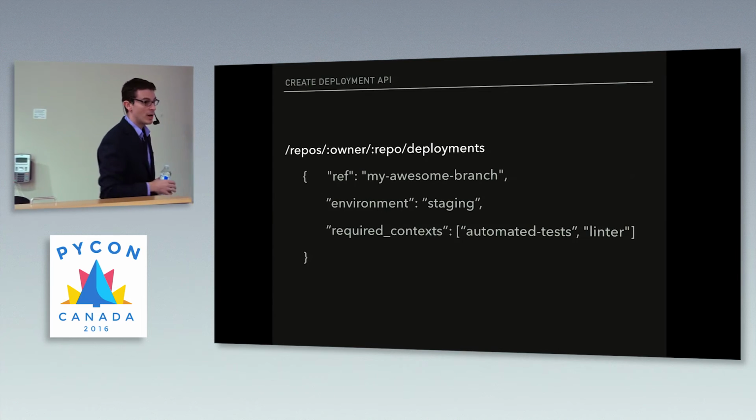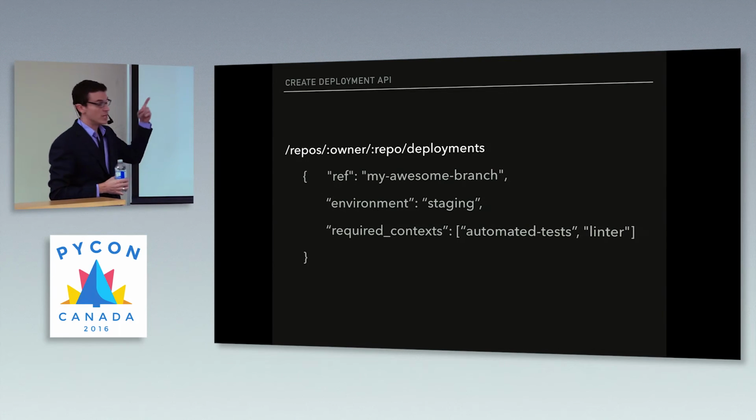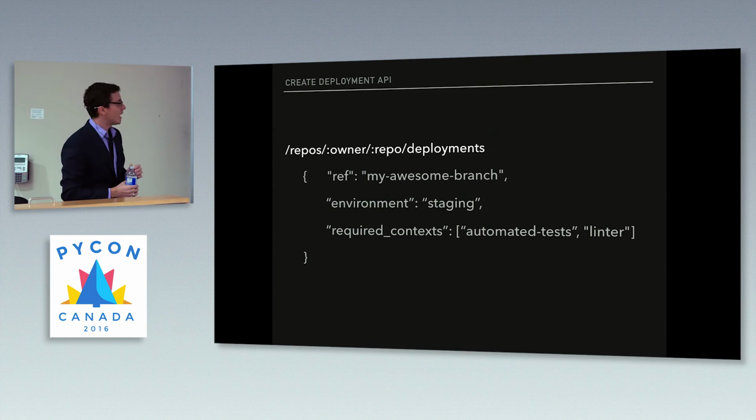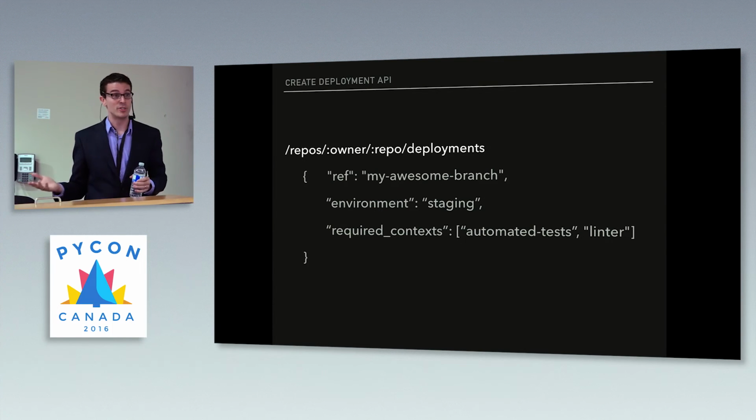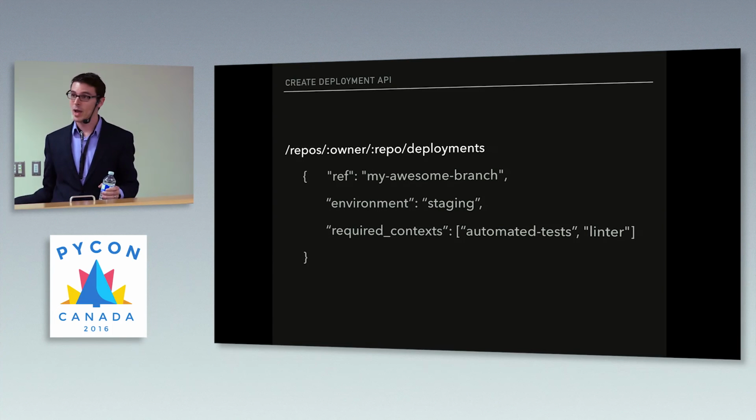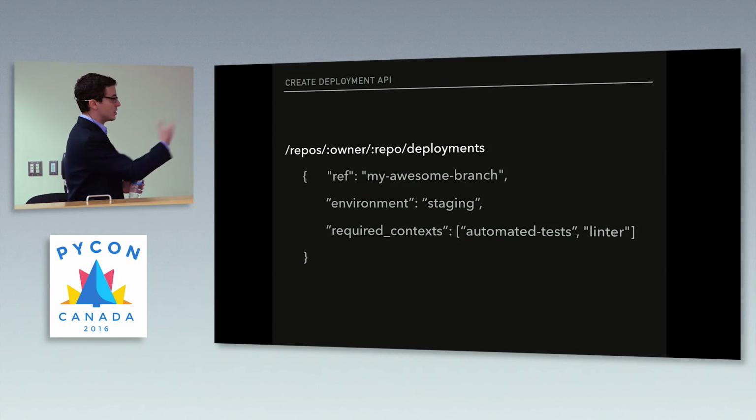You specify the repository in the URL, and then you give a ref, so that's going to be a branch or a tag or a SHA. You give the environment you want to deploy to, and that's an arbitrary string. GitHub doesn't care. GitHub doesn't know anything about our environments. You just give it a string.